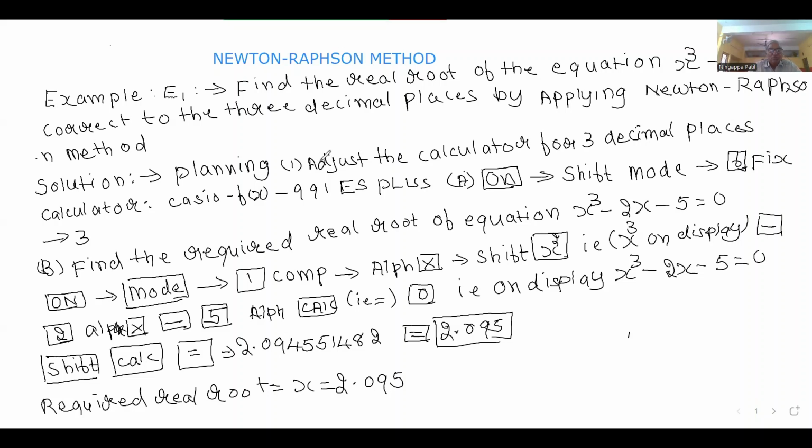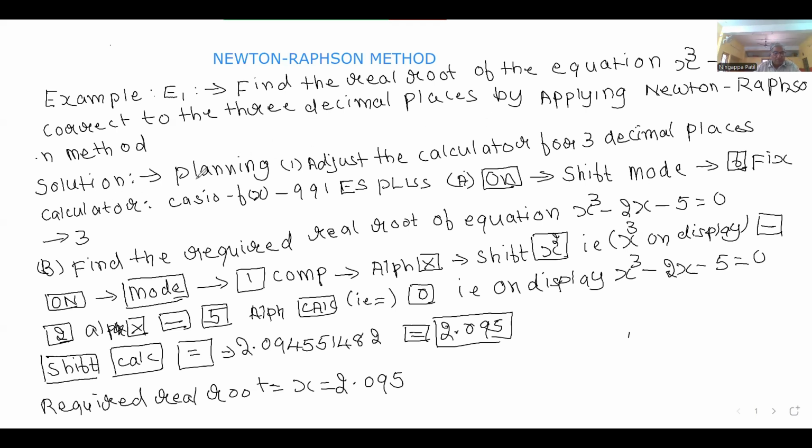Today, we are going to do the problems on Newton-Raphson method. Example number 1: Find the real root of the equation x cube minus 2x minus 5 equal to 0, correct to 3 decimal places by applying Newton-Raphson method.